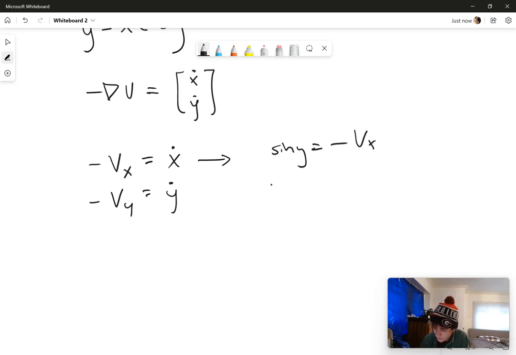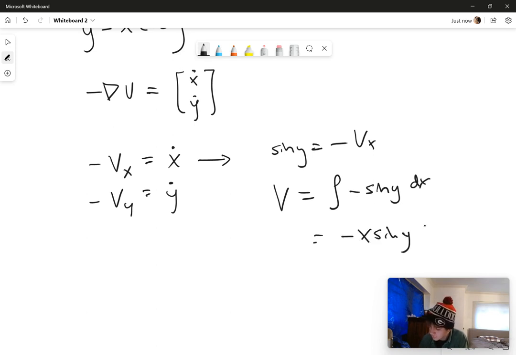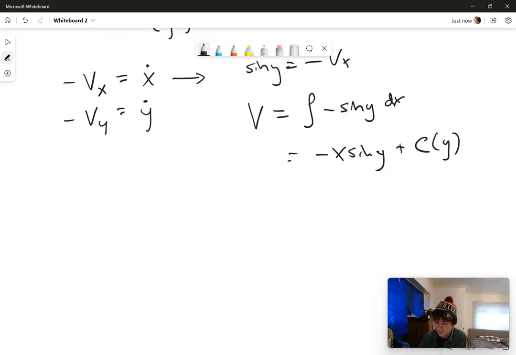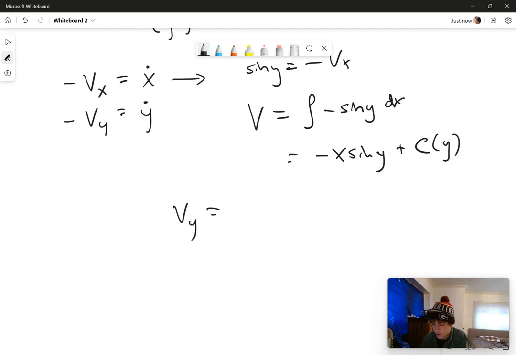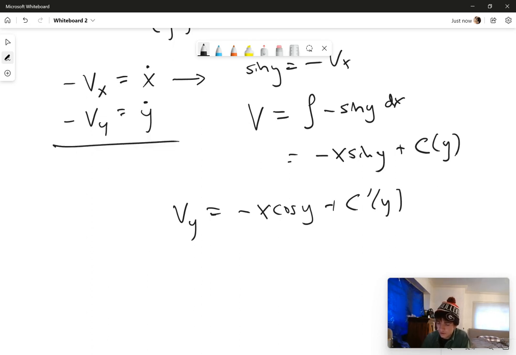Wow, slow computer. So v is equal to the integral of negative sine of y dx. This is just negative x sine y plus some constant, and this constant is a function of y, right? Because we've only taken the partial with respect to x here. And now I'm going to take what I've just solved for v, and I'm going to take the partial derivative with respect to y. So I get partial with respect to y is negative x cosine of y plus c prime of y. And now I'm going to set this equal to negative y dot.